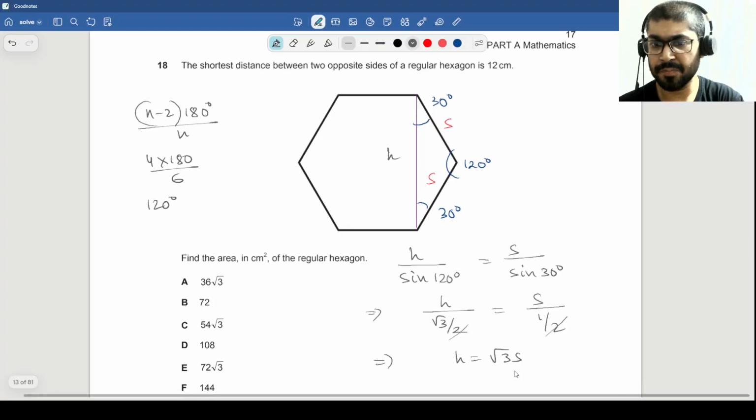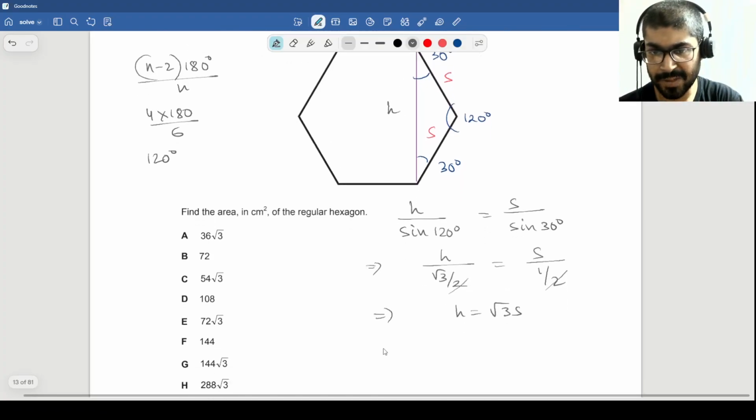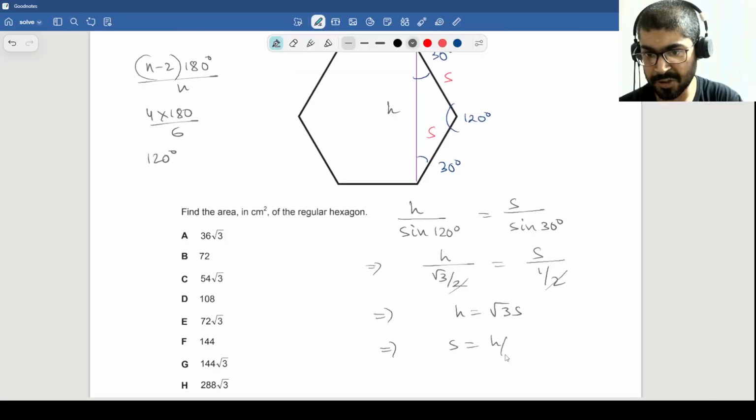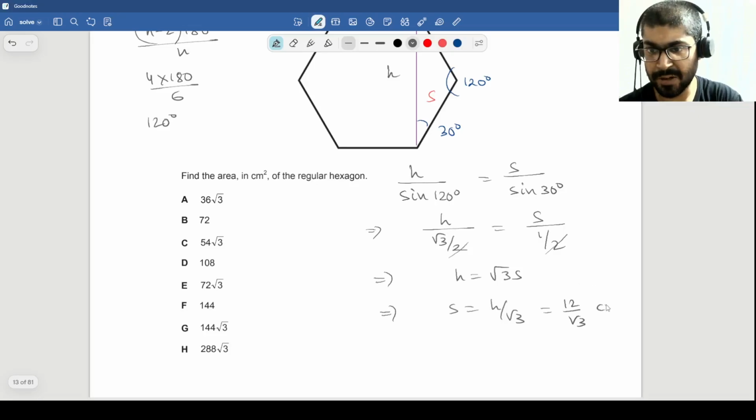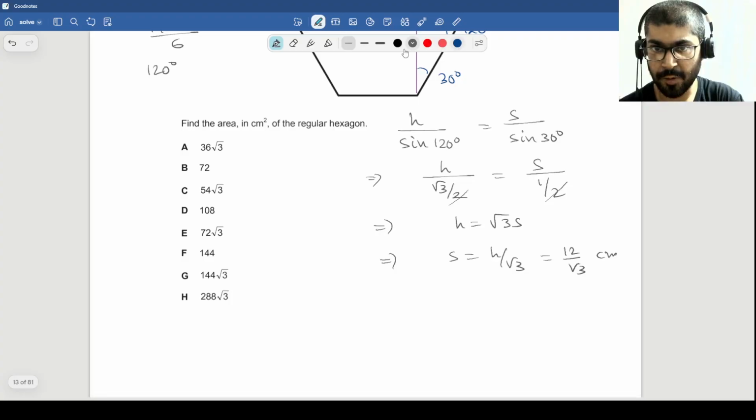Alright, so what will be the side? Side will be equal to h by root 3. That means 12 by root 3 centimeters. Now we got the side. What is the area of an equilateral triangle? So for an equilateral triangle, the area is root 3 by 4 a square, and here s square.